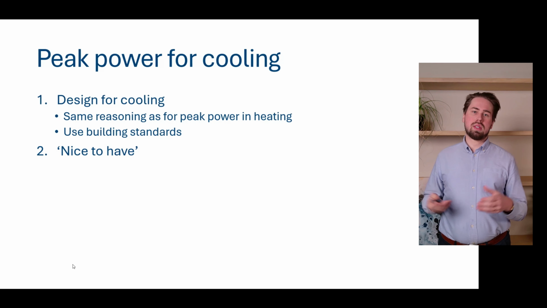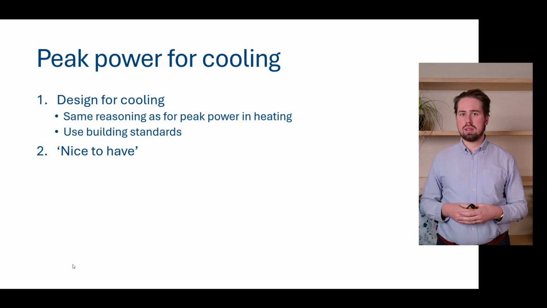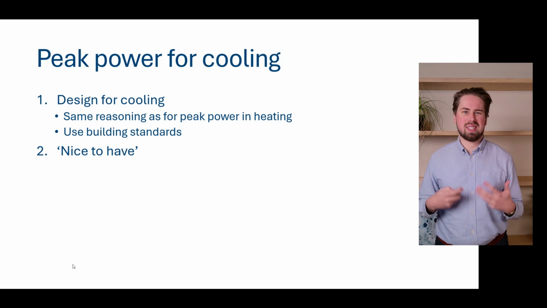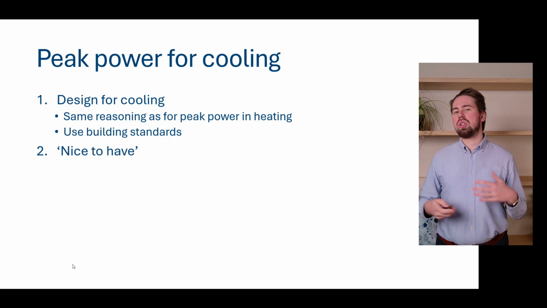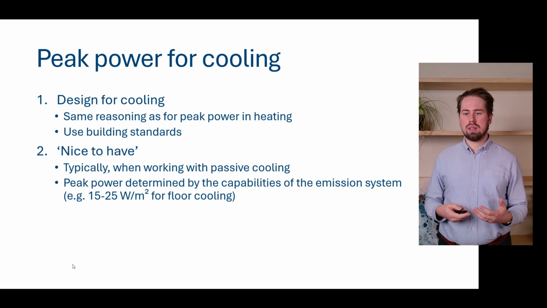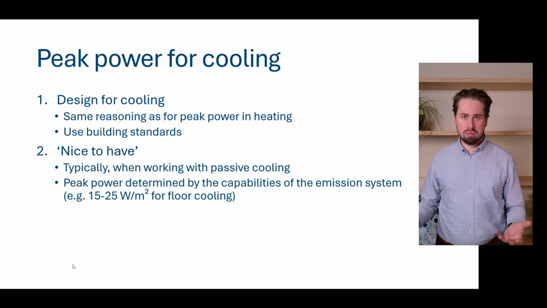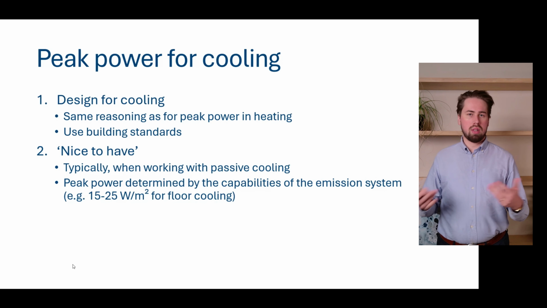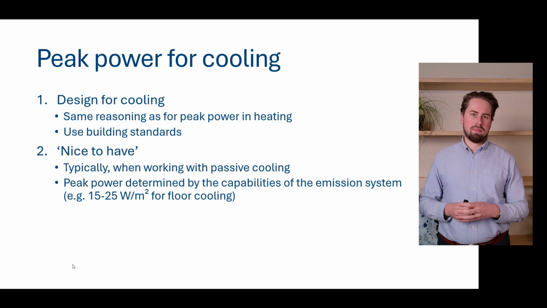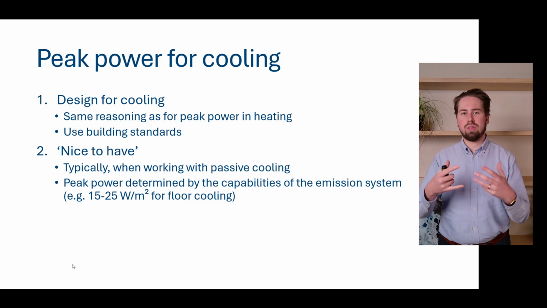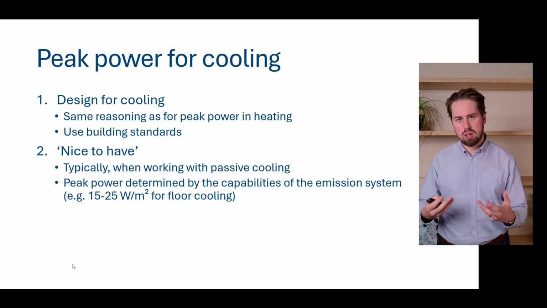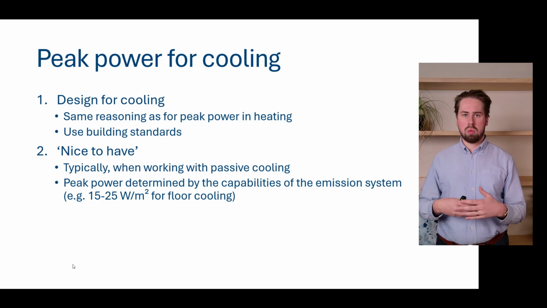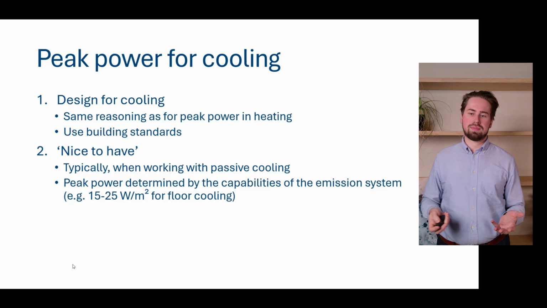Now, perhaps you say, well, it's a residential project. Cooling is a nice to have, it's free, it's passive cooling. We're not going to design specifically for that. Well, then you can just say, okay, we have an emission system, typically for heating. It delivers 15 to 25 watts per square meter. That's our peak cooling we have. So we're not going to design or calculate explicitly our cooling load. We're just going to work with what is already available.